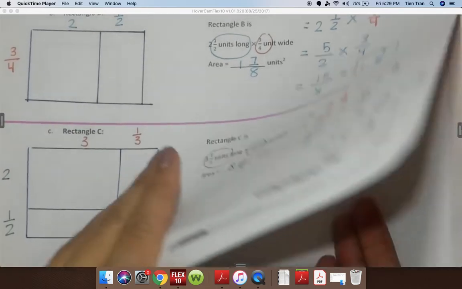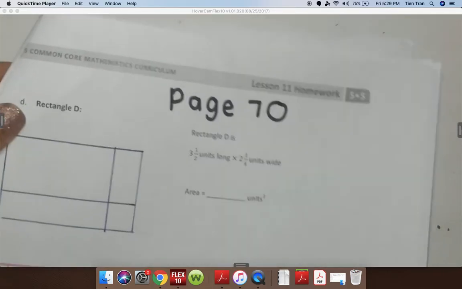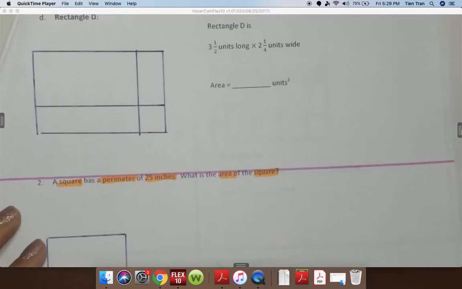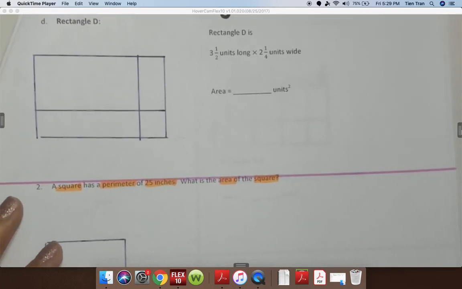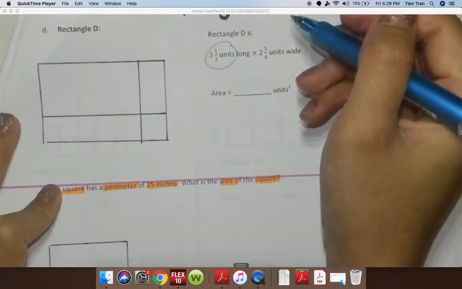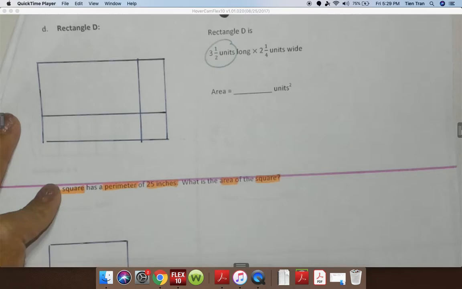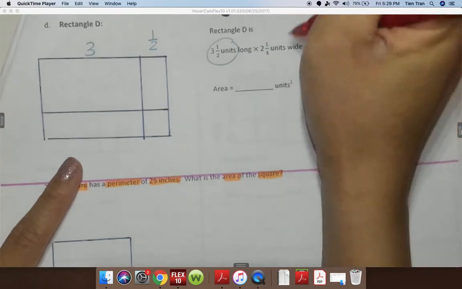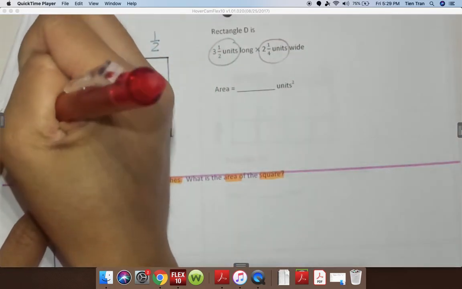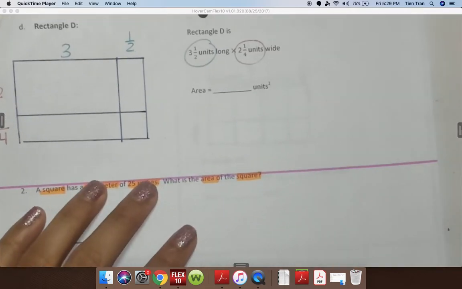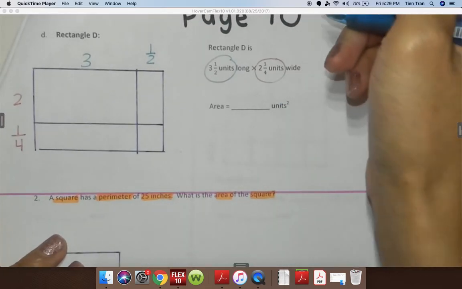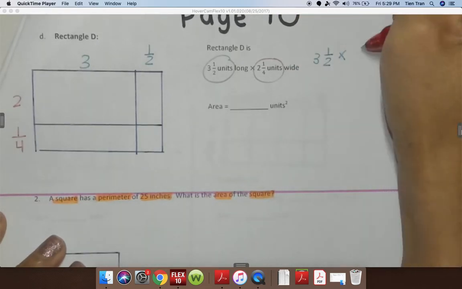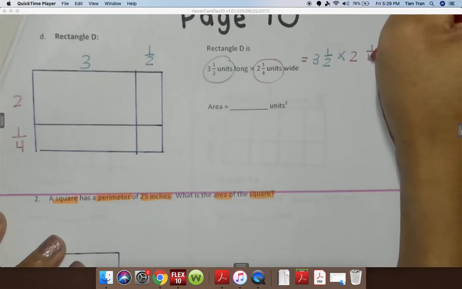Okay, now I'm going to turn the page. We are now on page 70, lesson 11 homework. Make sure you guys are writing in the correct spot. So, rectangle D is 3 1/2 units long. So that is going to be my length, and my length is going to be written right here, 3 1/2. And it says 2 1/4 units wide. So this is the width, 2 1/4 units wide. I'm going to multiply those numbers together to find my area. So I have 3 1/2 times 2 1/4.